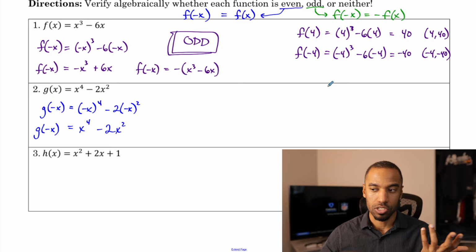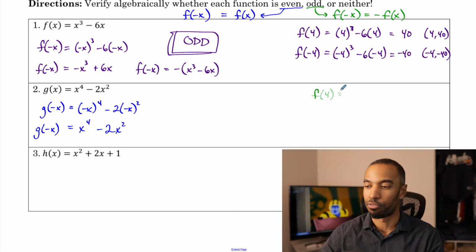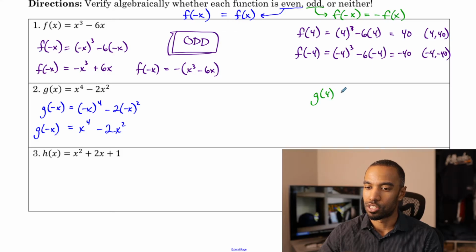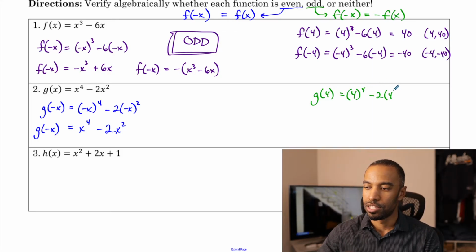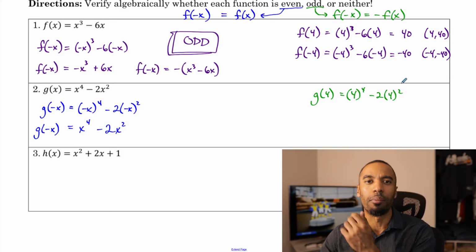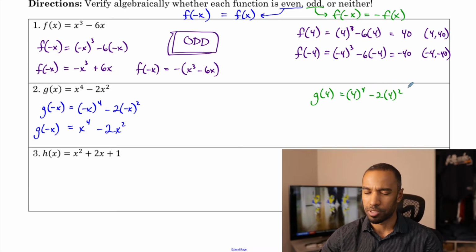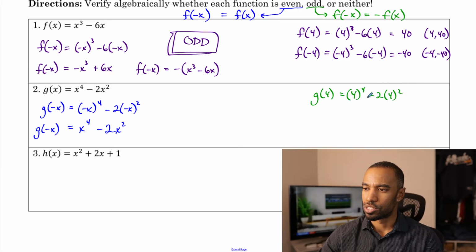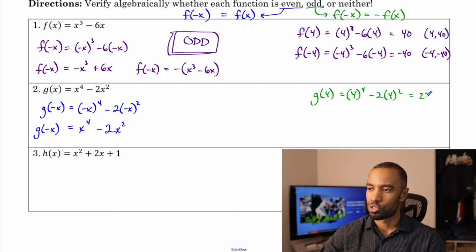To confirm it, we could substitute a value. Let's try g of 4. Let's do 4 to the fourth power minus 2 times 4 squared. This isn't confirming it, it's just feeling more confident. 4 to the fourth power, oh gosh, I picked big numbers, 256. So 256 minus 4 squared is 16, times 2 is 32. 224. So there's a point on the graph that's (4, 224).